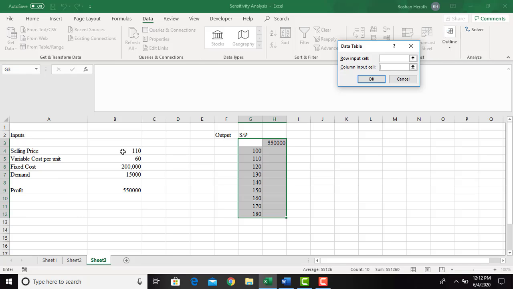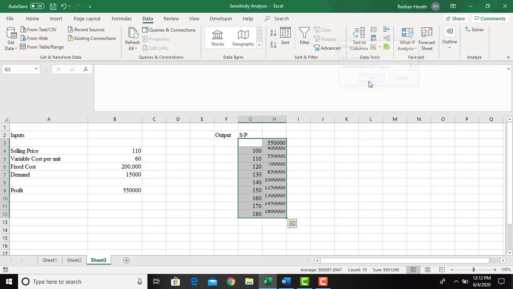Selling price is the input. So we specify that and say okay. If you do that, you can see the different output levels are appearing. We got different output levels for this input. That is how a one-way data table works.